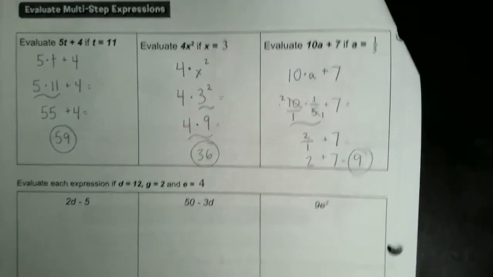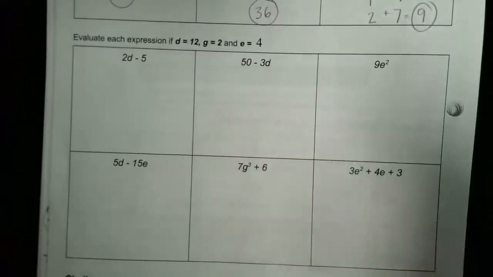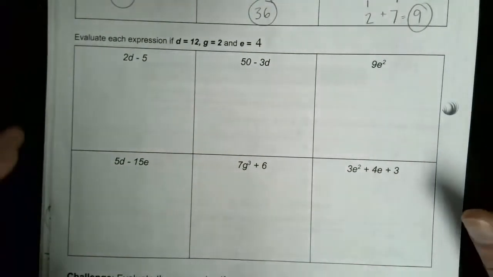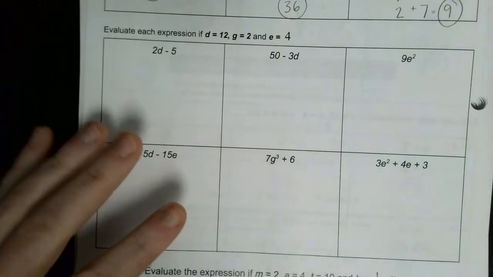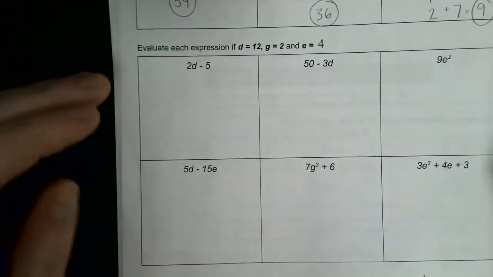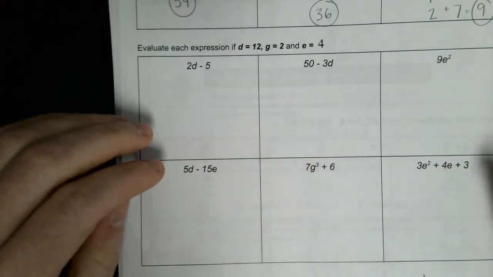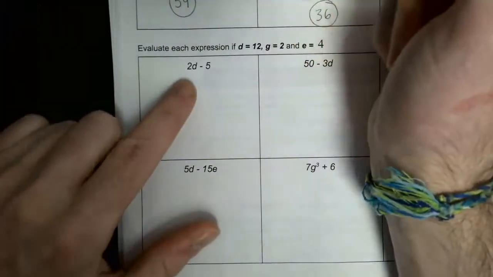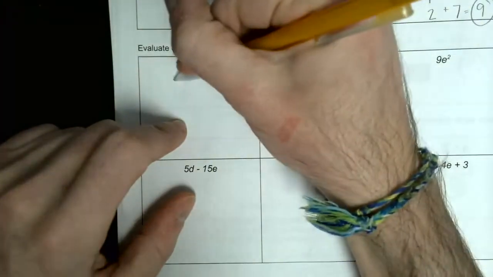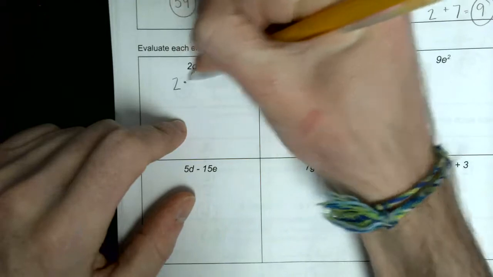All right, so at this point, we're going to try a couple more of these. If you want to try some of these on your own, or if you want to do them ahead of me while I'm working, you can. And then check your answers against mine if you decide to do some of these on your own. So 2 times d minus 5, I'm going to write that out with a dot.